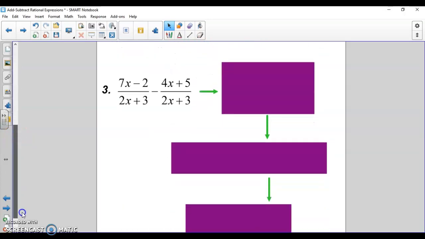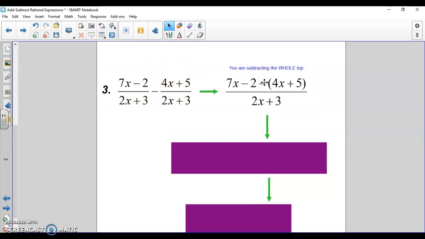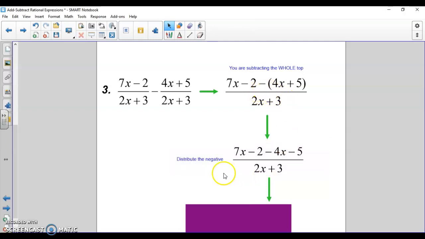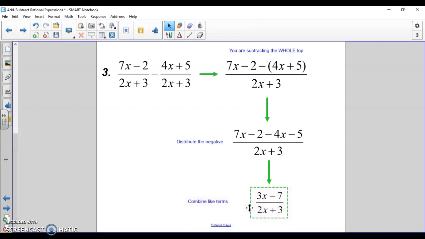Last one here. Watch yourself with subtraction at all times. Now, I'm subtracting the entire fraction, so that means I'm subtracting the entire top. So I need to distribute this negative to get a minus 4x minus 5. Then I can combine like terms, and then I get my answer. For the most part, that's going to be the kind of work you're seeing on these problems. So the first 3 are easy because they already have the same thing on the bottom. Nothing crazy at all. Let's move on.